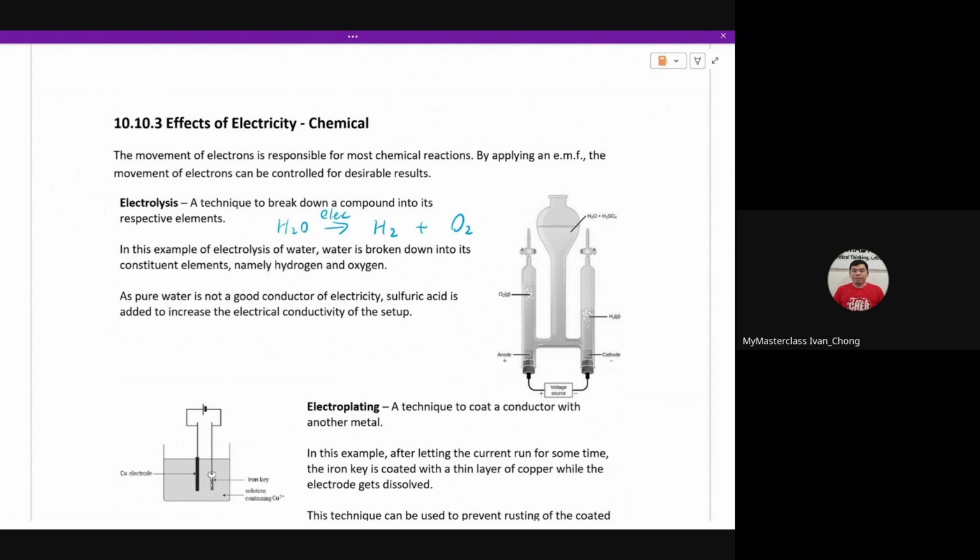So if you balance the equation, this part you need to add 2, this one you need to add 2. So you end up with this. If you notice the ratio, you have 2 hydrogen and 1 oxygen, right? So you can see on this side, this is 2 times, this is 1 times. So the amount of gas that you produce is in that ratio. So that's why you have your electrolysis.